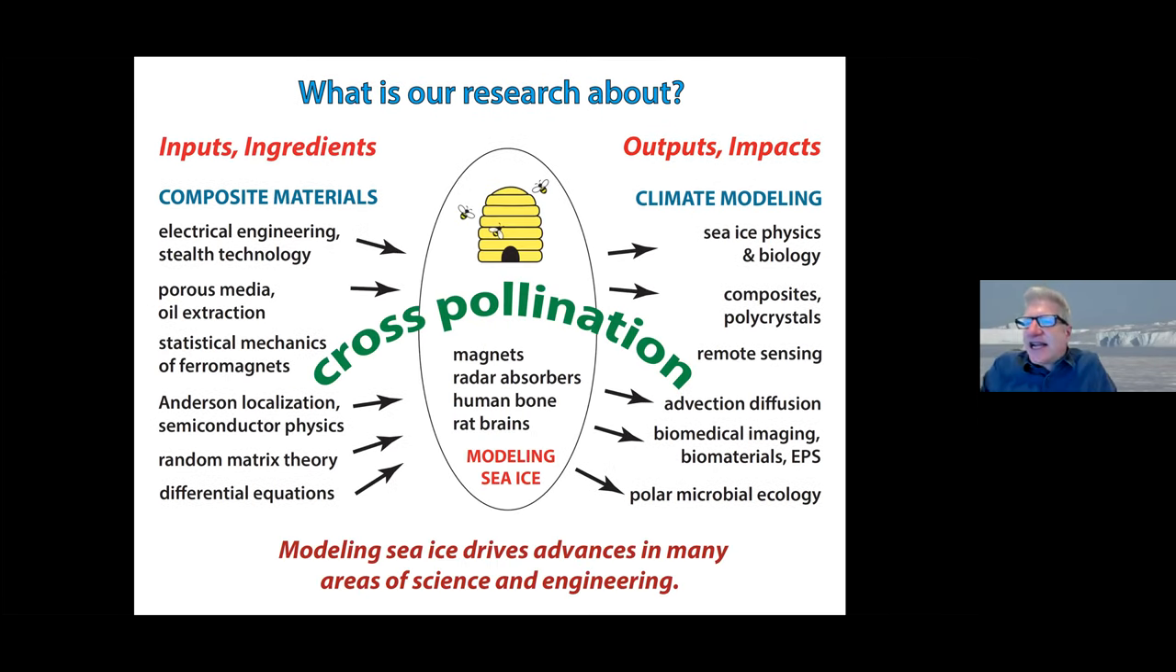Okay, and one of the key ideas that gets to the heart of the mathematics is what I like to call cross-pollination, where we take ideas from, as you can see, seemingly unrelated areas of science and engineering and bring them to bear on sea ice, and then take ideas and things that we study for sea ice and apply them to all these other areas, such as, as you'll see, our mathematical characterizations of the conductivity of the brine microstructure. And what does that tell us about monitoring osteoporosis in human bone? To us, it's the same problem.